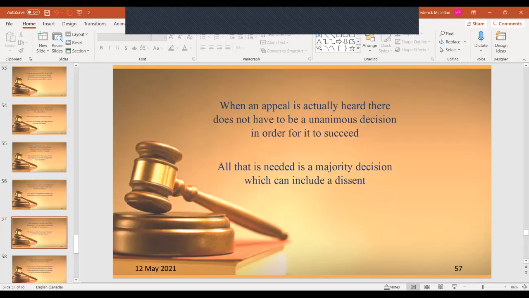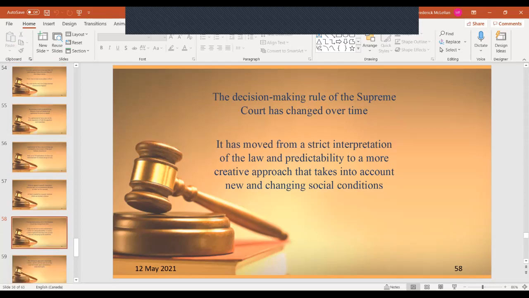When an appeal is actually heard, it doesn't have to have a unanimous decision by the judges that are hearing it. It only has to be a majority. So out of 9, at least 5 have to agree, and then the other 4 can be in dissent. Judges who are in dissent can write reasons for why they're dissenting, just like those in the majority write their reasons why they agree for it to succeed, and those are published. So you'll always know the outcome of all the decision makers if you actually have an appeal heard, basically.